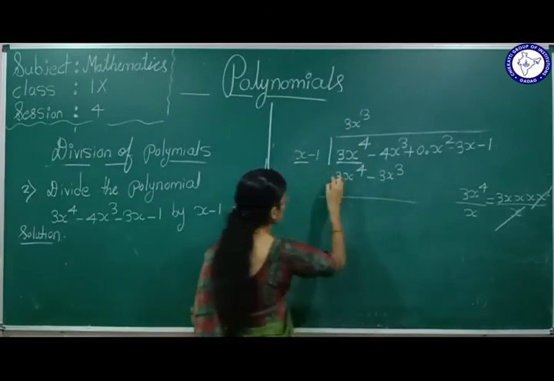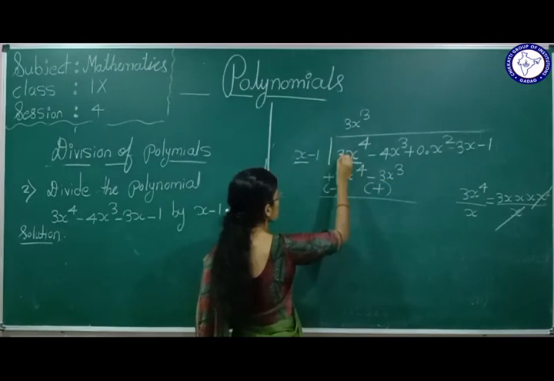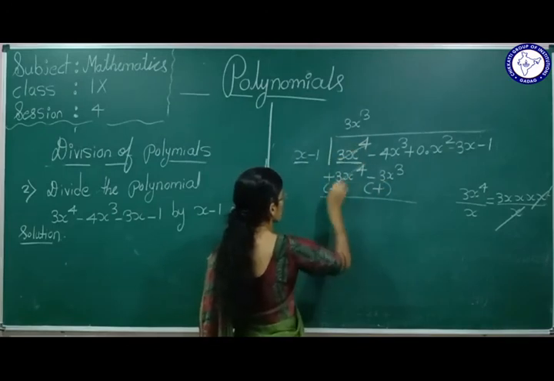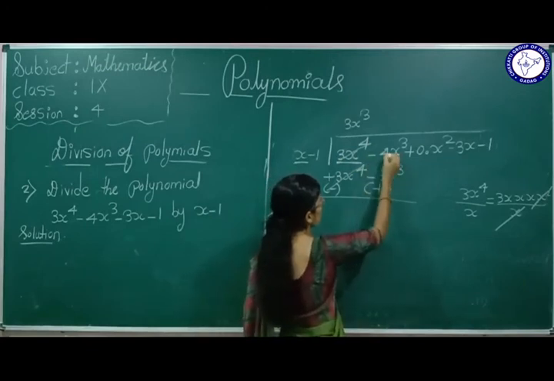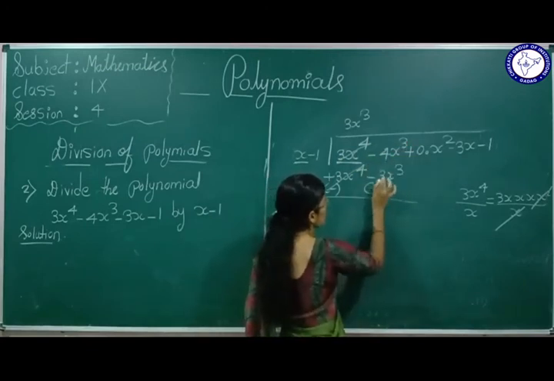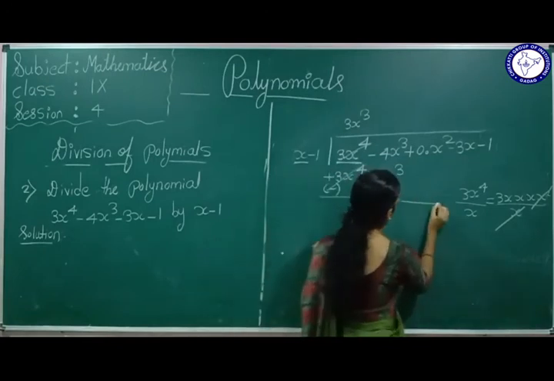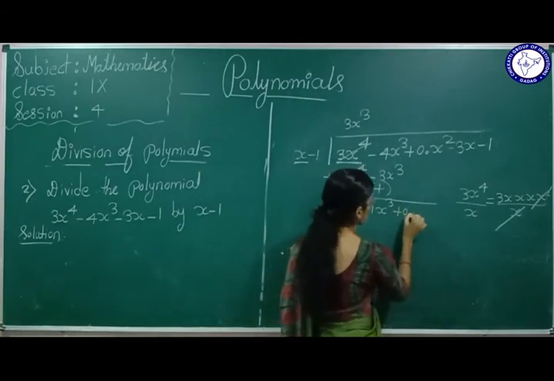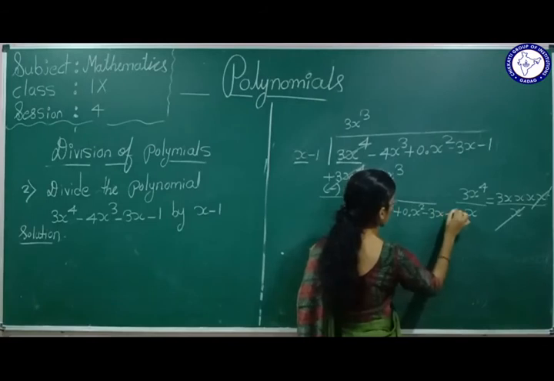Now subtract this. Here plus is there, minus; here minus is there, plus. 3x raised to 4 minus 3x raised to 4 is going to cancel. Afterwards, minus 4x raised to 3 plus 3x raised to 3 is what? Minus x raised to 3. Afterwards, plus 0 dot x square minus 3x minus 1.